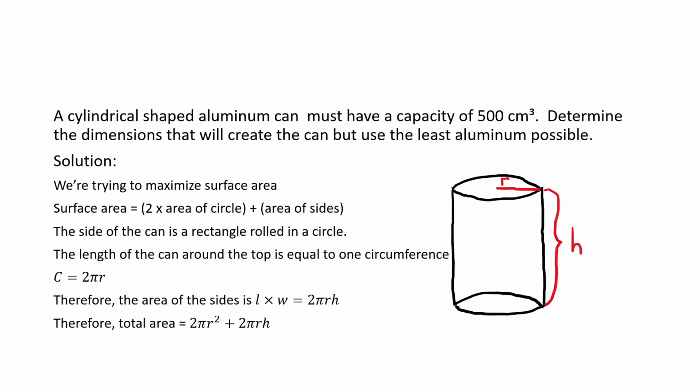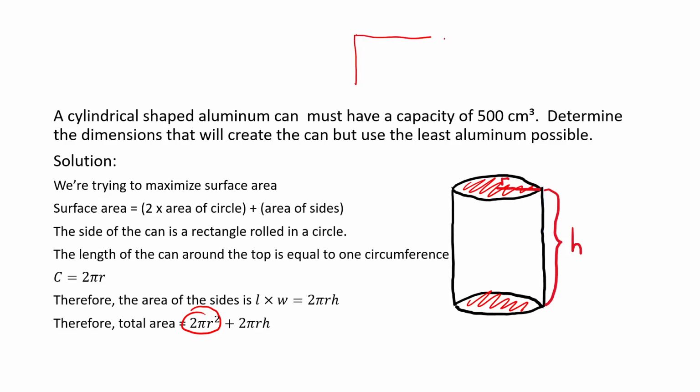To do that, we first need a formula for what the surface area is. Well, there's a circular surface at the top and a circular surface at the bottom. So the area of each of those is pi r squared. So that total area there will be 2 pi r squared. But there's also this area along the side.